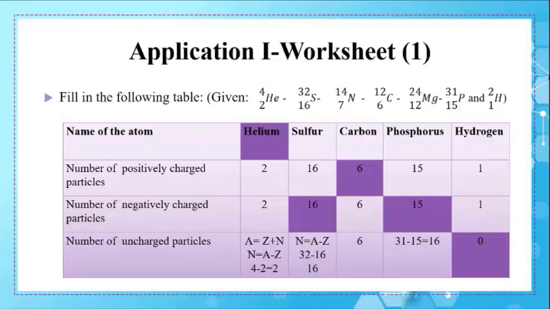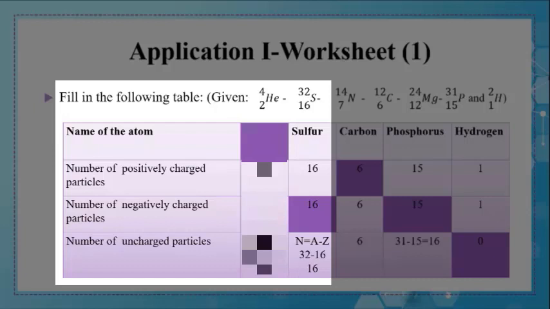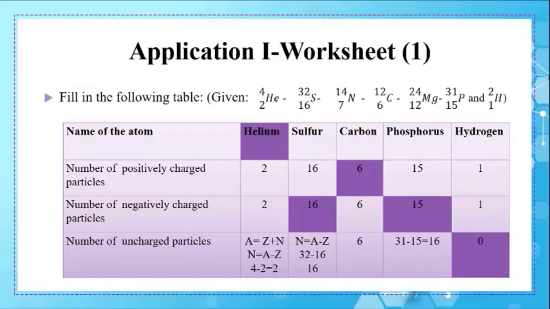Now moving to the second column, you are given the number of negatively charged particles. These are the electrons. So the number of electrons is equal to 16, which is equal to the number of protons in a neutral atom. The number of protons is equal to the atomic number Z, so Z is equal to 16. As a result, the atom is sulfur, which is symbolized by S, since an atom is identified by its atomic number Z, and hence the number of positively charged particles is 16. Number of uncharged particles: these are the neutrons. N equals A minus Z, 32 minus 16, which is equal to 16.